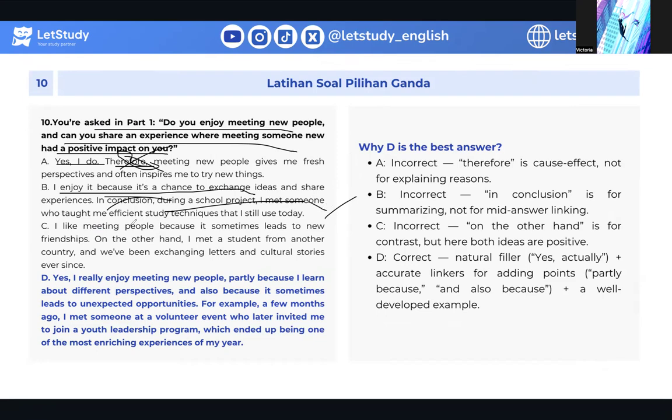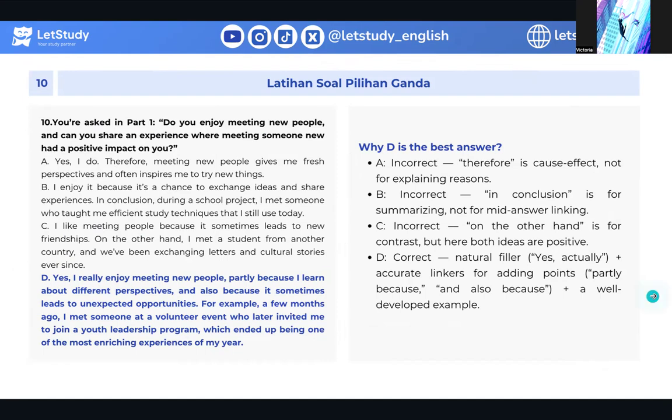C, I like meeting people because it sometimes leads to new friendships. On the other hand, I met a new student from another country and we've been exchanging letters and cultural stories ever since. Jadi, "on the other hand" here itu kontras. Padahal ini berdua kan positif. Jadi, C itu salah. D. Yes, and also because, for example, I met someone. The use of linking words and fillers itu benar. Jadi, dia itu benar.